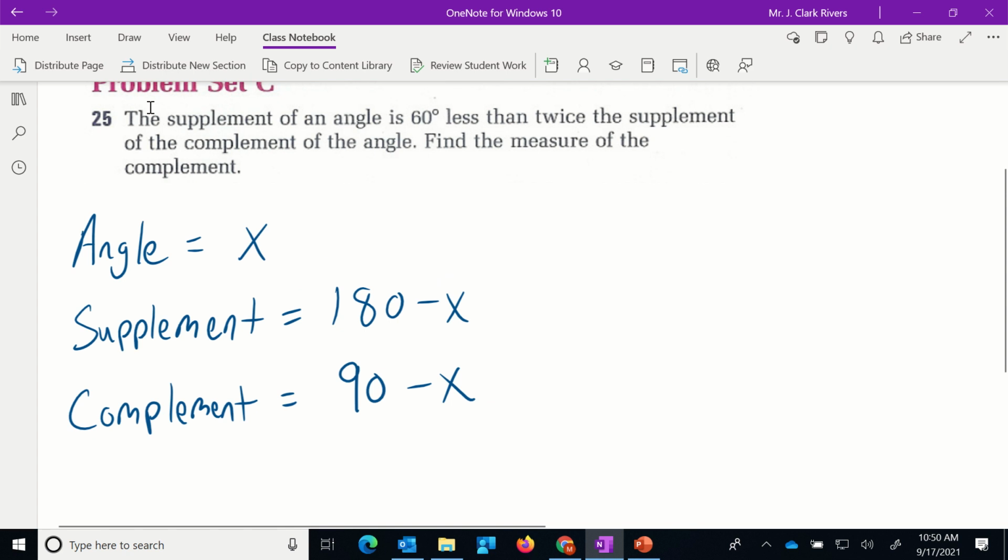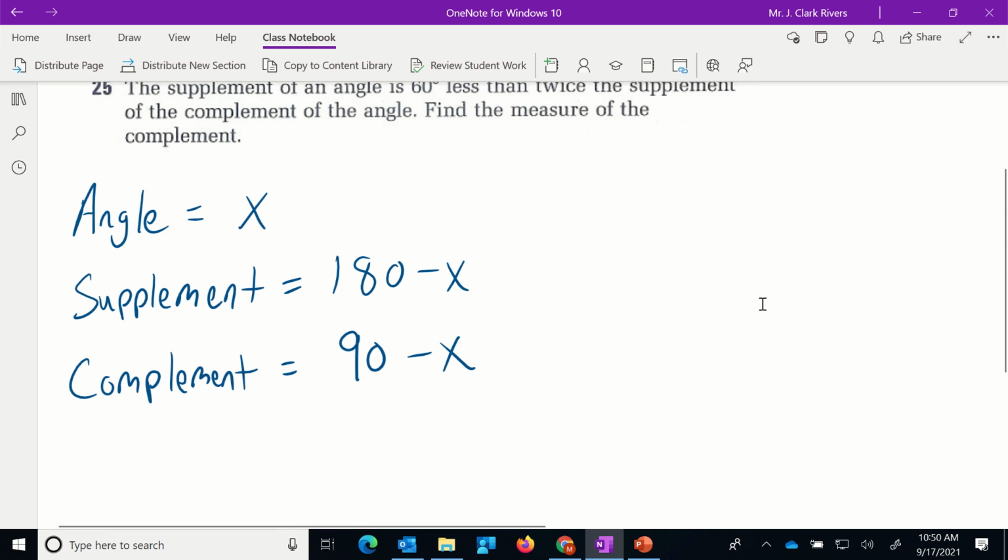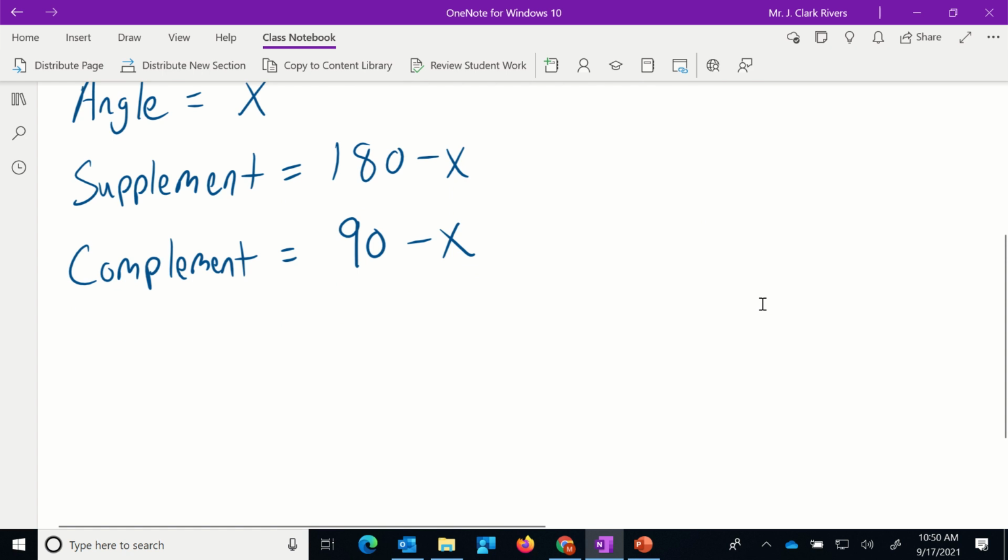So I teach math for a living. I read these 3, 4, 5 times, right? The supplement of an angle, that's right here, is 60 degrees less. That means we're going to be subtracting 60. Then twice the supplement of the complement. There's a new angle at play here. And that new angle is the supplement of the complement.